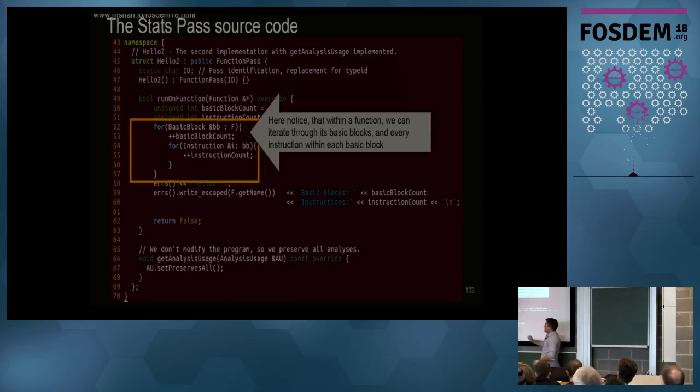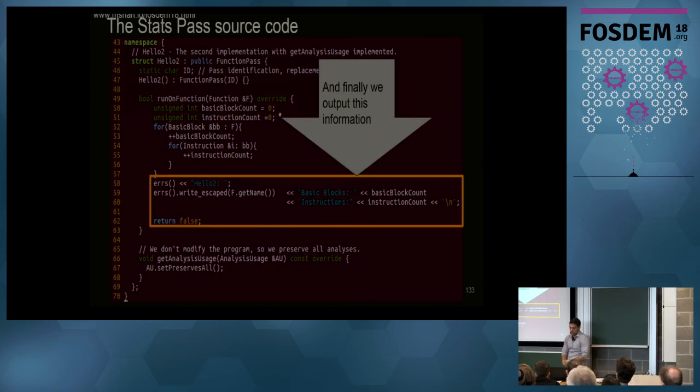And then for each function, I'm going to iterate through each basic block. And within each of those basic blocks, iterate through the instructions. Once I have a function, I can keep working down and drilling to smaller granularities. I can't really work up as well. And once I have that information, I'll print out the basic block count and the instruction count. So this is a common pattern you'll see.